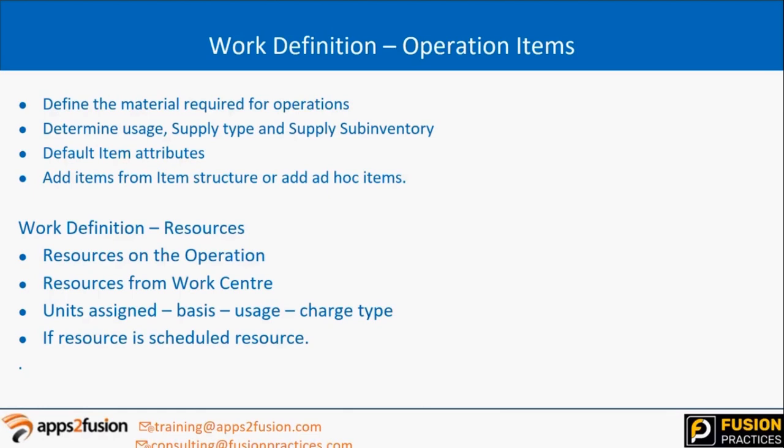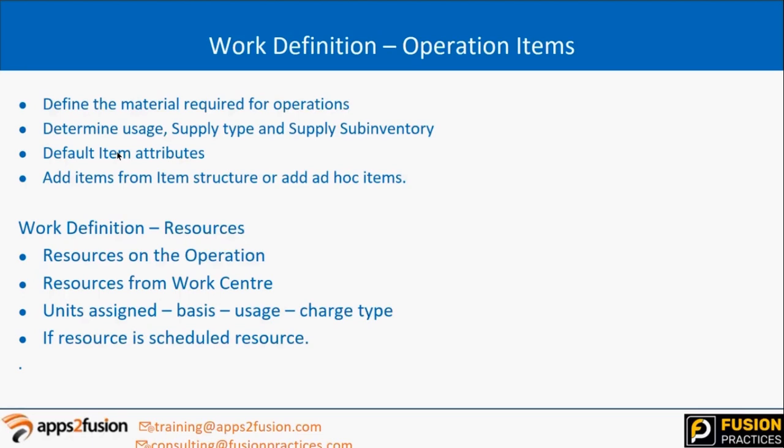In the operation, you specify the supply subinventory. The supply subinventory and locators all default from your plant parameters. So if you don't define anything there, you have to choose something in your operation. An operation item also defaults the item attributes. So the materials, are they different from the one in the structure? Yeah, I'm just coming to that. So the last point, if you see, we can add items from the item structure, or we can also add ad hoc items, which you can just search and add.